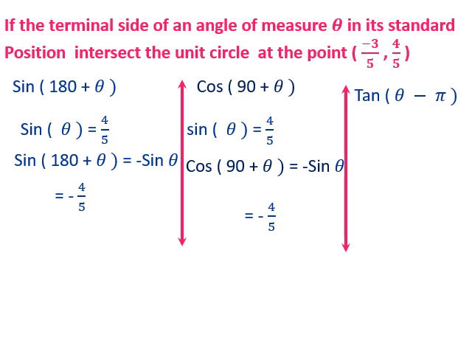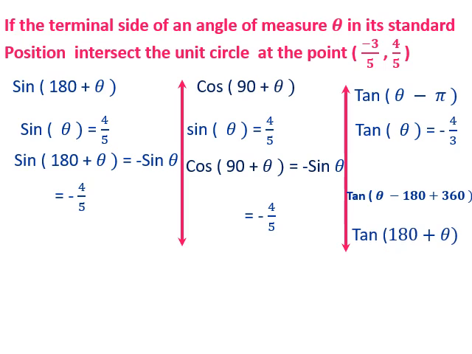What about tan of theta minus pi? Of course, pi means 180 degrees, and to change the angle, I'm going to add 360. It will be theta minus 180 plus 360. Finally, it will be 180 plus theta. 180 plus theta means the third quadrant, and in the third quadrant tan will be positive. Finally, it will be tan theta.